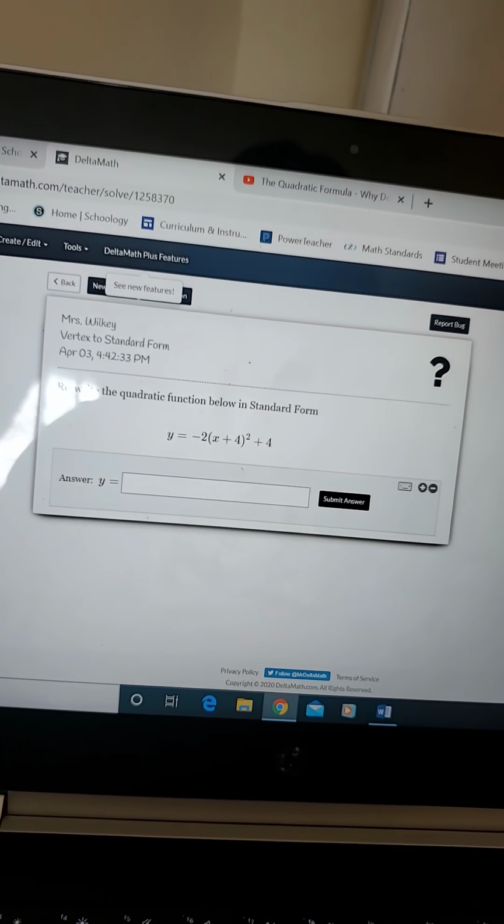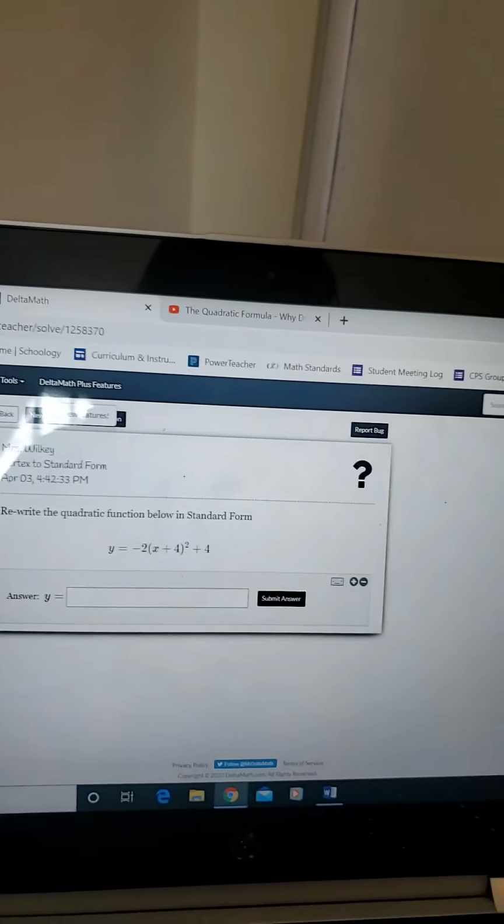All right, so vertex to standard form is very similar to that. We're just simplifying to get it into standard form. So we have negative 2 times x plus 4 squared plus 4. So this is negative 2 times x plus 4 squared. I will expand that to x plus 4 times x plus 4. And then we distribute for our binomials here. So that's x squared. X times x is x squared. X times 4 is 4x. 4 times x is 4x. 4 times 4 is 16. I still have this plus 4.